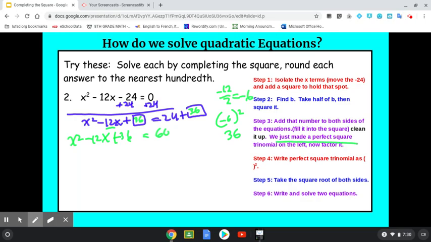And now we're going to factor that perfect square trinomial. Now, if you use our little shortcut from before, you're going to get x minus 6 times x minus 6. But if you don't know what I'm talking about, pause the video and please factor that trinomial.